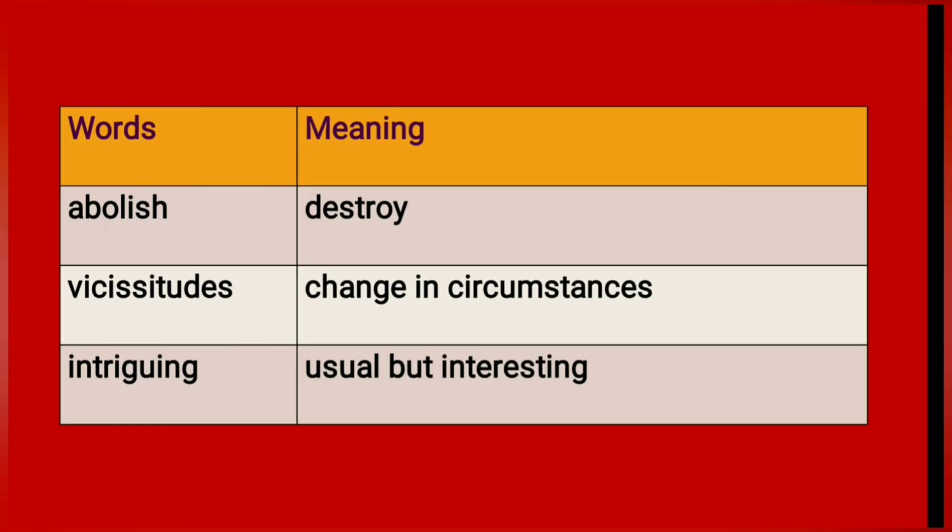Let's learn the meanings of these words now, and then we shall proceed to the next slide. So the first word here is abolish. Abolish means destroy, or you can say that put an end to a system or practice or a requirement. Number two is vicissitudes. Vicissitudes means change in circumstances, and this change is typically unwelcome or unpleasant. You may not like this change.